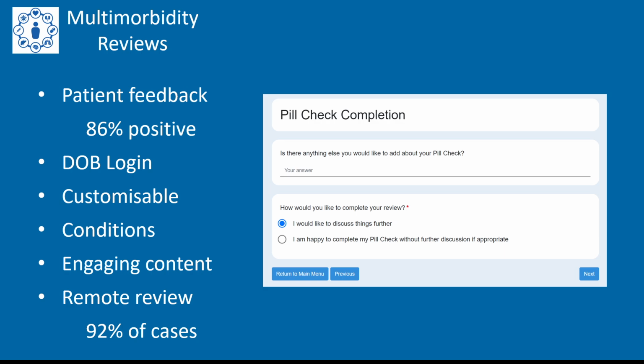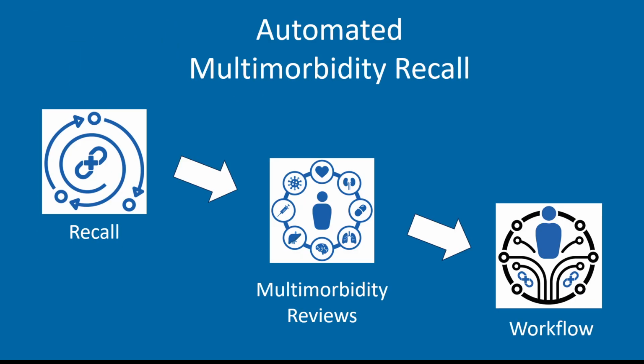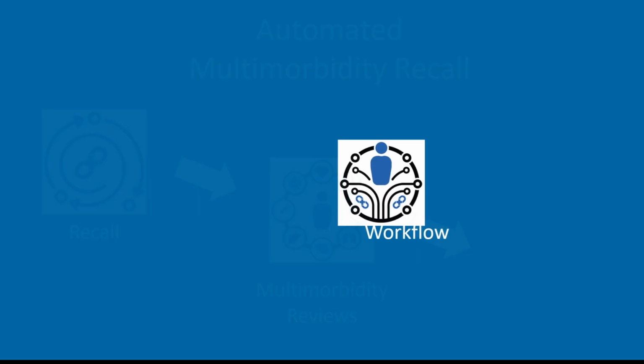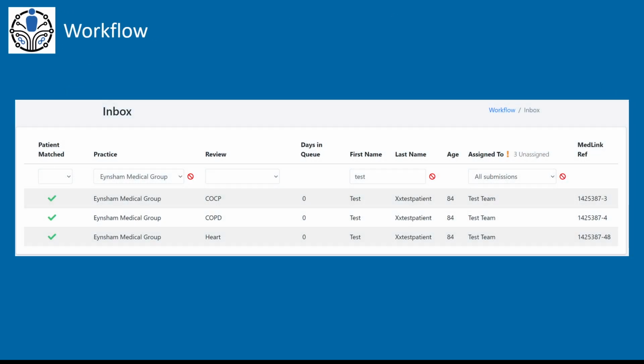So in the interest of time, let's move on to the last stage of the process, which is what you do with all that data we've gathered from the patient. This is workflow. The patient has completed a multi-morbidity review and it comes into the inbox. Different conditions in the practice are dealt with by different teams, so the first thing we do is separate the patient's responses into their individual conditions. In this case, the same patient has completed 3 reviews: COPD, heart failure, and COCP. These are 3 separate conditions that can be dealt with by different members of staff in the practice if necessary.